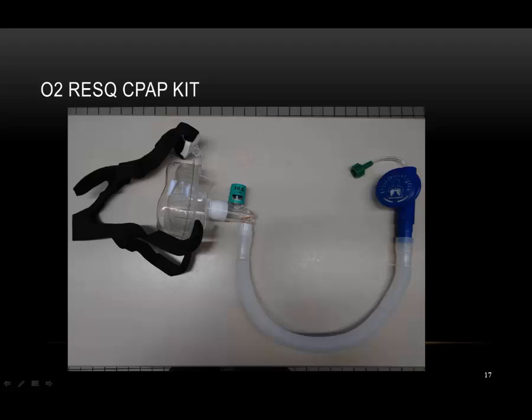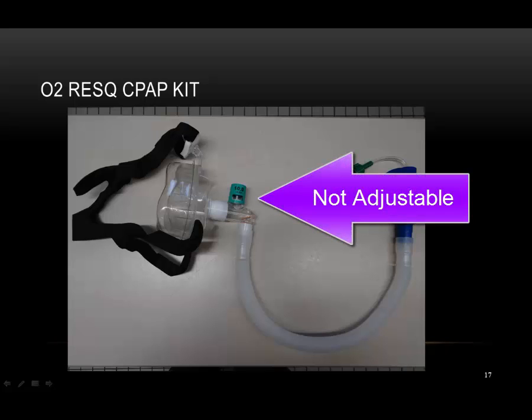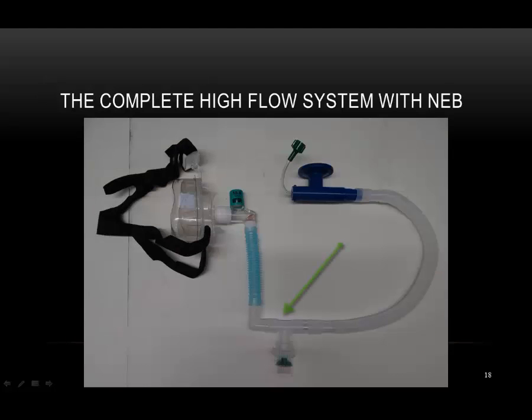Peak flow rates will reduce after a short time on CPAP. The flow through the circuit should be adjusted after the patient stabilizes so that 1. Oxygen waste is minimized, and 2. Noise generated is kept to a minimum. Here is the complete CPAP system with an inline nebulizer.